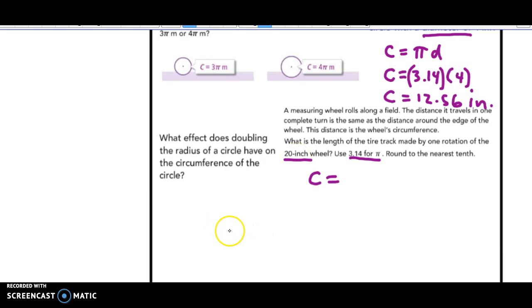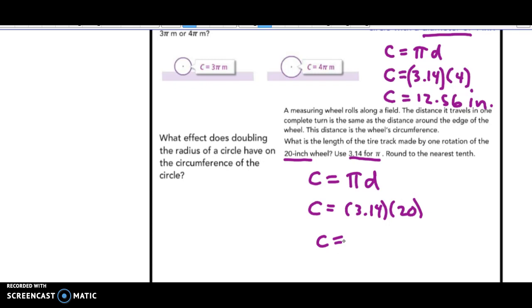Half of the distance across the circle. So I know that if they're saying a 20-inch wheel, that refers to the diameter. So I'm going to substitute 3.14 for pi and 20 in for diameter.